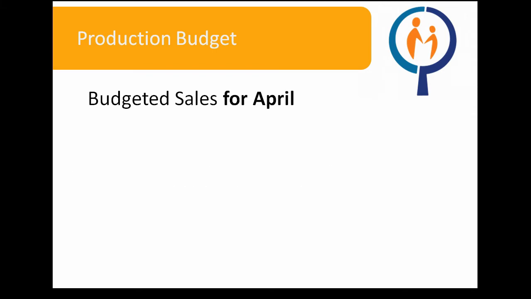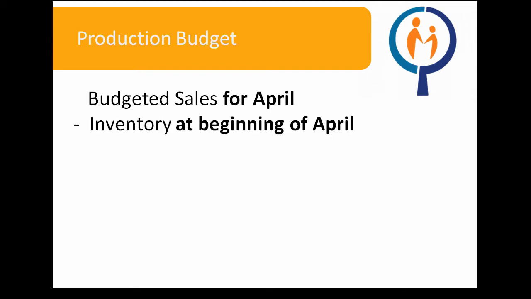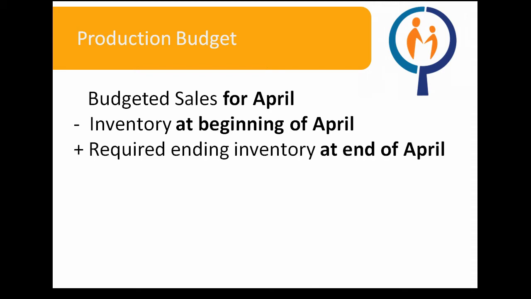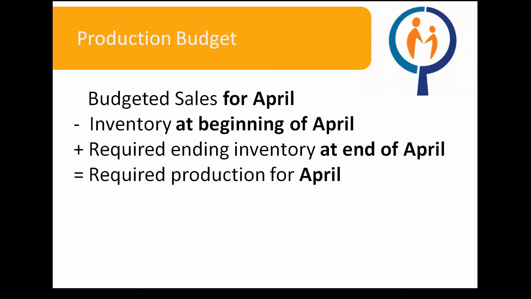For example, if we were budgeting for April, we'd take the budgeted sales for April, subtract the inventory on hand at the end of March or beginning of April, add the required ending inventory at the end of April to find the required production plan for April.